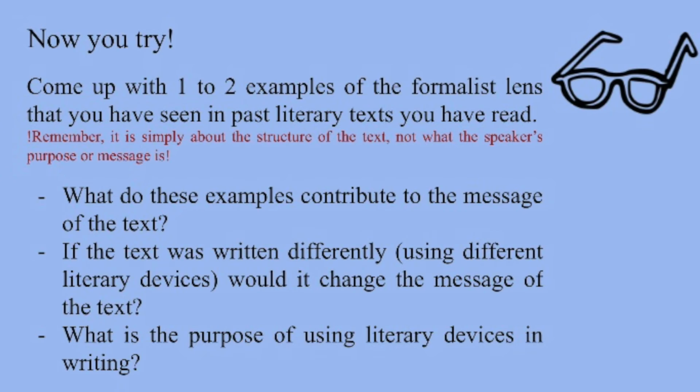So here we have an example for you, Mr. Hasten, or the class in future observations for y'all to try. You're going to come up with 1 to 2 examples of the formalist lens that you have seen in past literary texts that you have read. But remember, it is simply about the structure of the text and not what the speaker's purpose or message is. We don't want to add on to the text itself with our previous knowledge, our previous biases. We really want to take what the text is saying and analyze it.